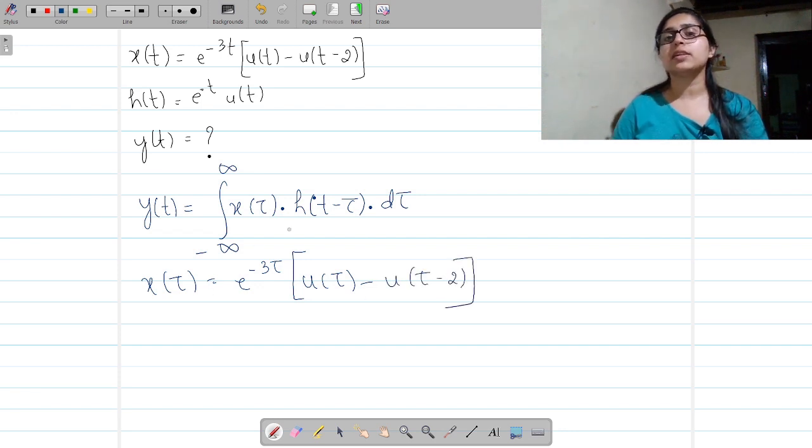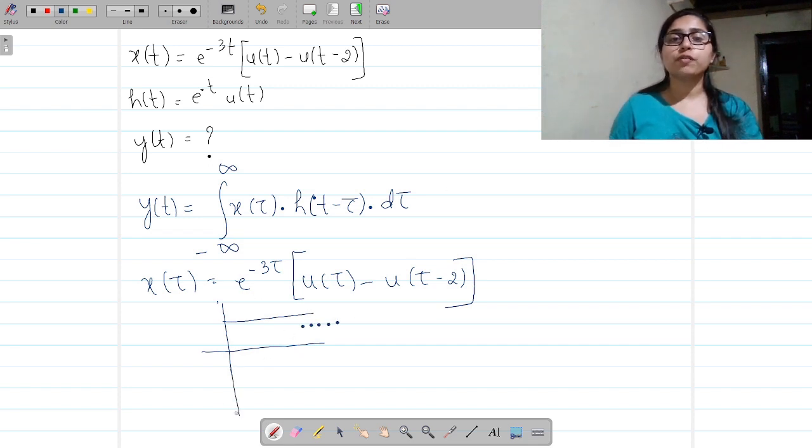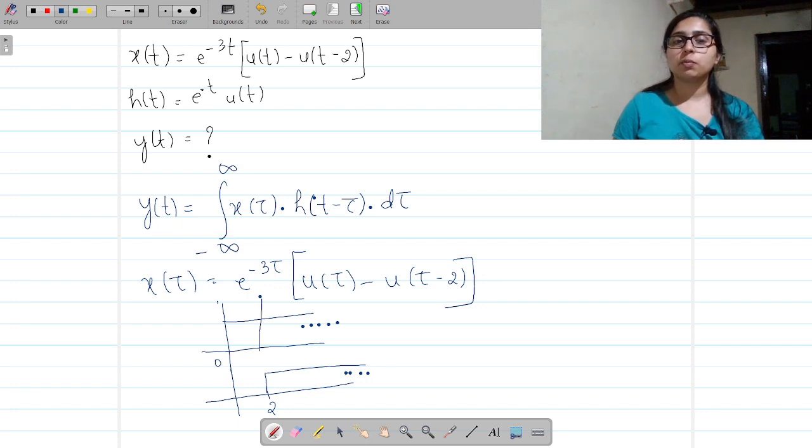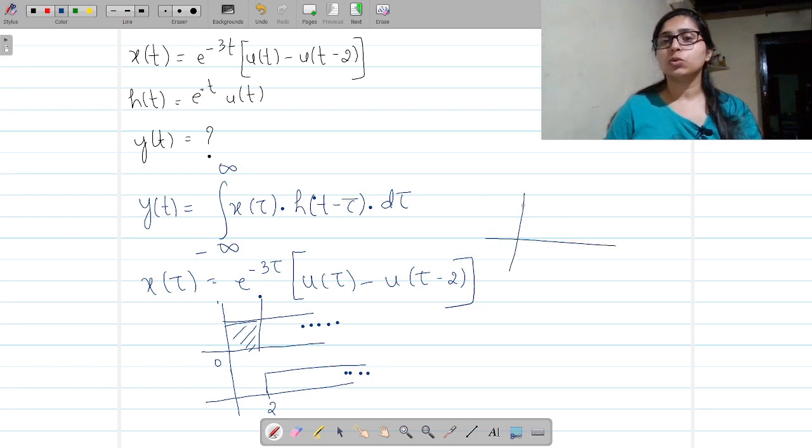So how can you simplify this? You know u of t is nothing but it starts from 0 and it goes on till infinity, right? So this is your u of t. What is u of t minus 2? It will start from 2 and it ends till infinity, right? So this is 0 and this is 2. So when you subtract this u of t minus 2 from u of t, you are going to get only this particular portion, that will be 0 to 2. This is 1 and this will be your u of t minus u of t minus 2.